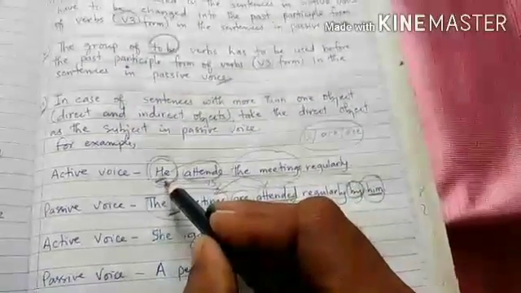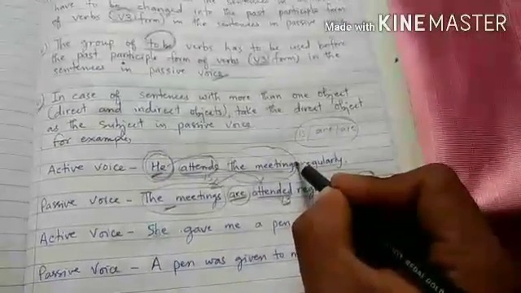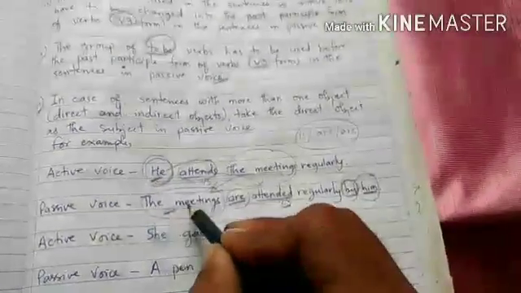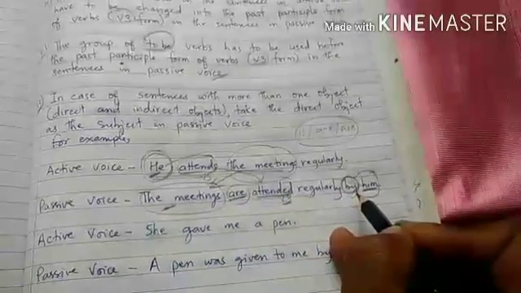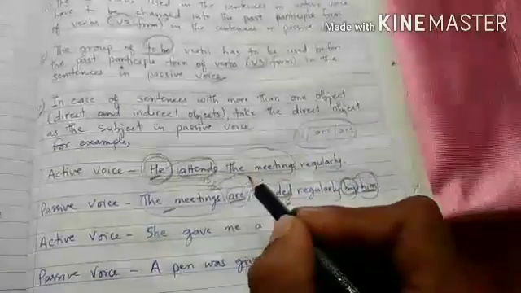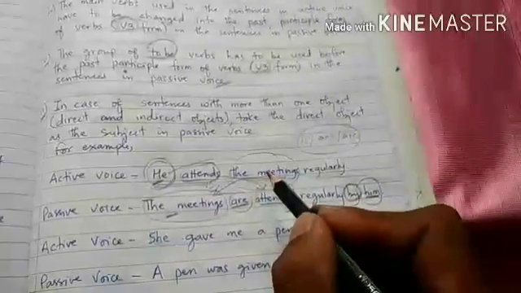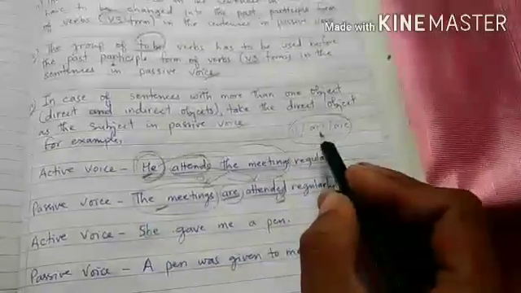If the sentence would be like this, he attends the meeting. अगर यहाँ पर meetings के जगह meeting होता तो यहाँ पर the meeting is होता. The meeting is attended regularly by him. Understood? So it depends upon the number of subjects and objects. When you change their places, we have to be very careful about the use of is and are.